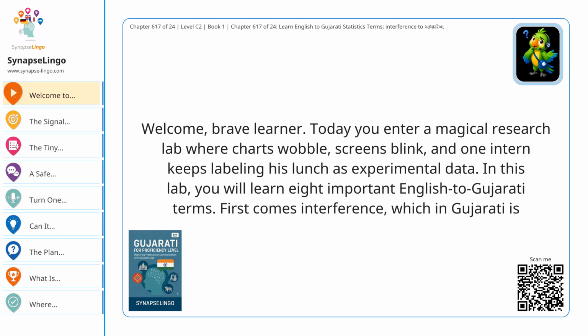Welcome, brave learner. Today you enter a magical research lab where charts wobble, screens blink, and one intern keeps labeling his lunch as experimental data. In this lab, you will learn 8 important English to Gujarati terms.